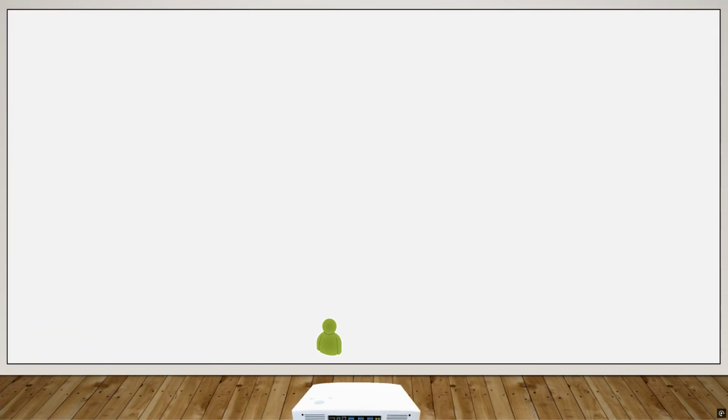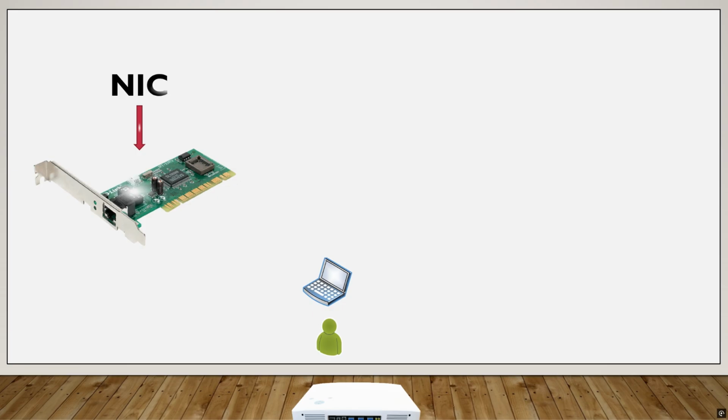Let's start with what you already may know about the Internet. For starters, think about what you use to access the Internet. It may be a laptop, tablet, or mobile phone. For this scenario, let's say you're using a laptop. The first thing to know is what your computer uses to communicate with the Internet. This comes in the form of a computer chip called a Network Interface Card, or NIC for short.